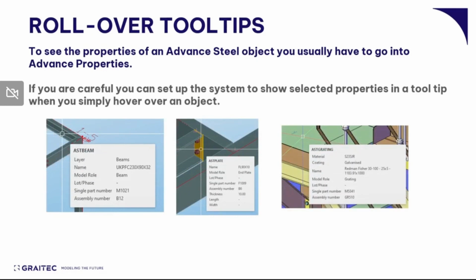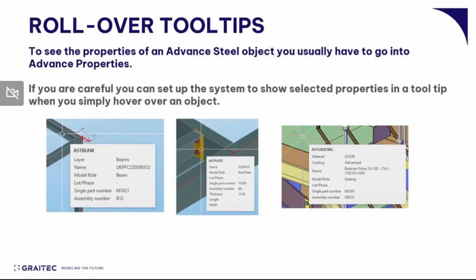But if you're careful, you can set the system up so you can show selected properties when you just hover over an item. So you can see in the images I'm hovering over a beam on the left, and I've got things like the beam name, so I can see what size it is, I can see the part numbers. I can hover over that plate and see the plate dimensions and the part numbers, or the grating, or whatever, different properties for different objects, just by hovering over them.